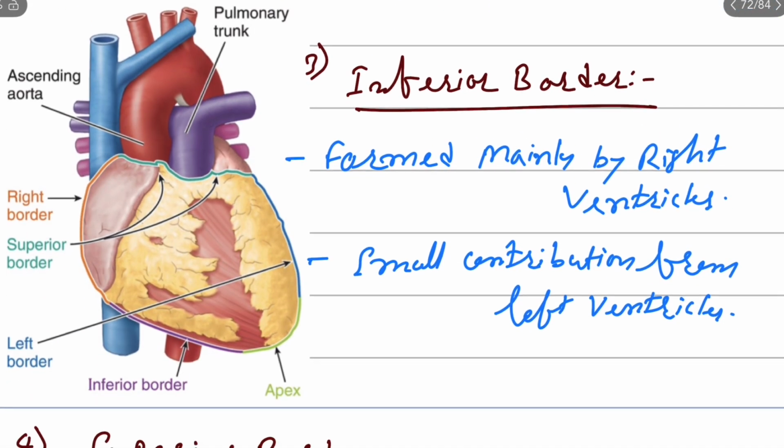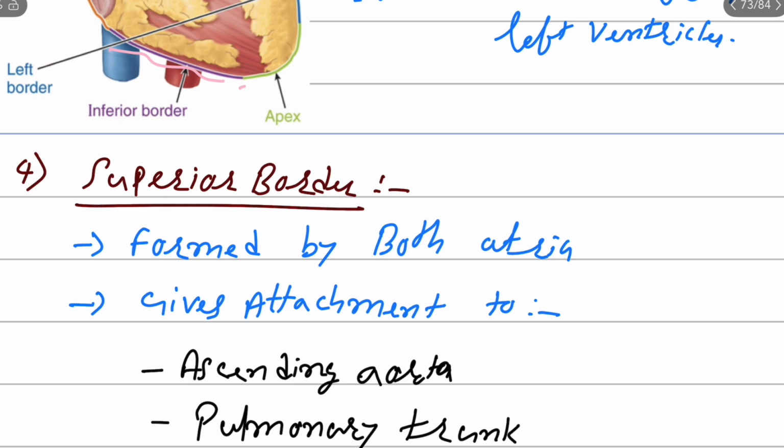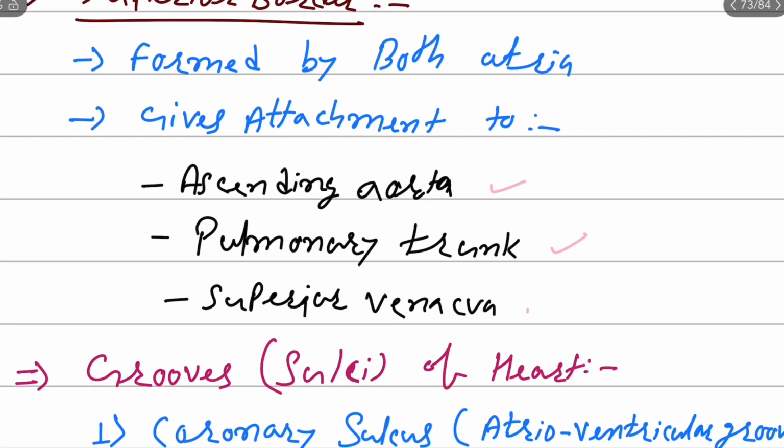Inferior border is formed mainly by the right ventricle, with a small contribution from the left ventricle. Superior border is formed by both atria, and gives attachment to the ascending aorta, pulmonary trunk, and superior vena cava.